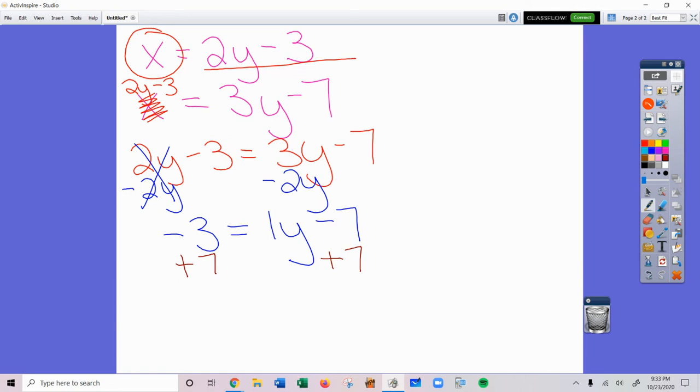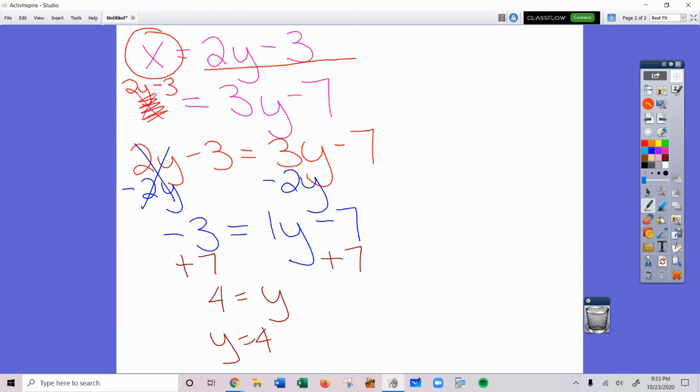Right? These are just our steps for solving an equation. If this part is a struggle, we definitely need to be working on those solving equation rules. So reach out to me. Okay, so we'll do negative 3 plus 7, which will give us 4 equals 1y, right? Which is the same thing as y equals 4. Okay, so great. We solved this equation for y.